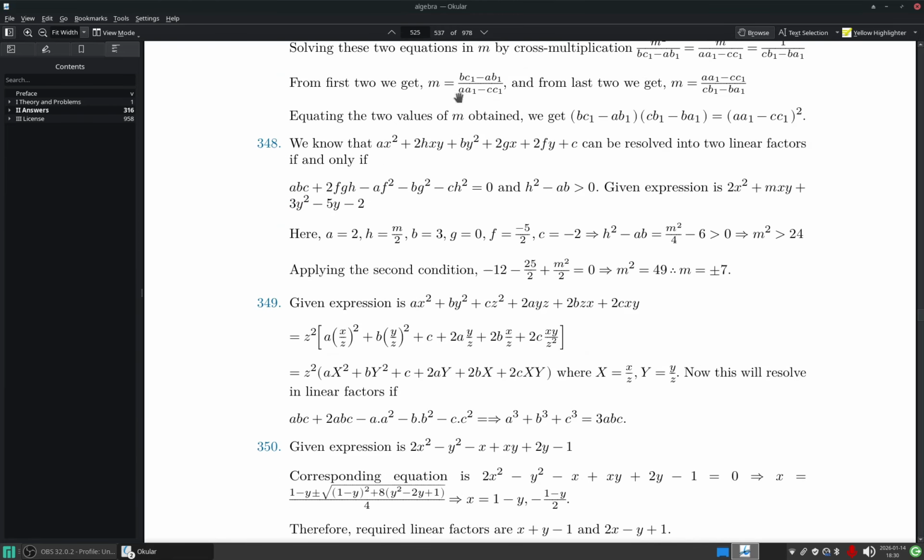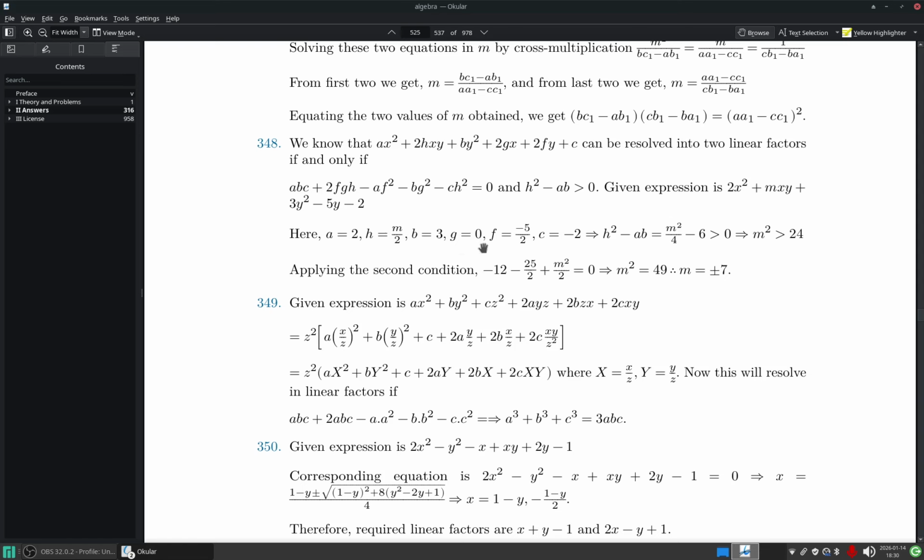From theory, we know that ax² + 2hxy + by² + 2gx + 2fy + c can be resolved into linear factors if and only if abc + 2fgh - af² - bg² - ch² is equal to 0 and h² - ab is greater than 0.